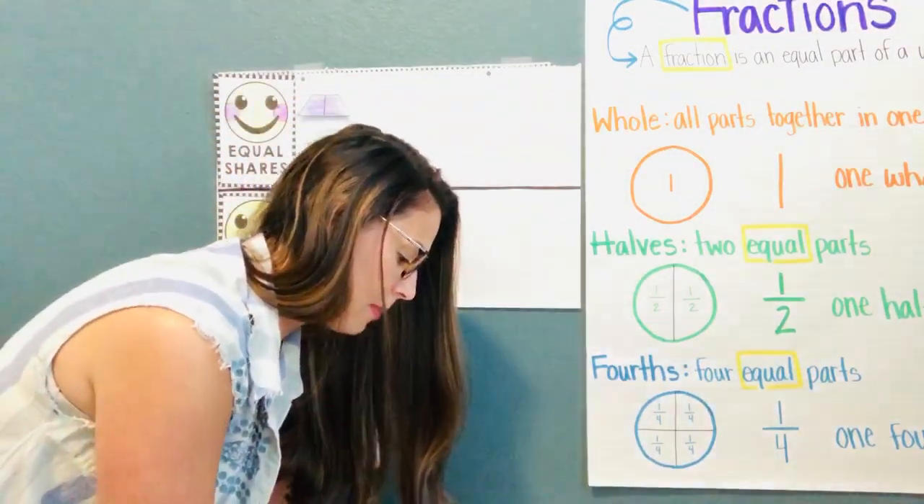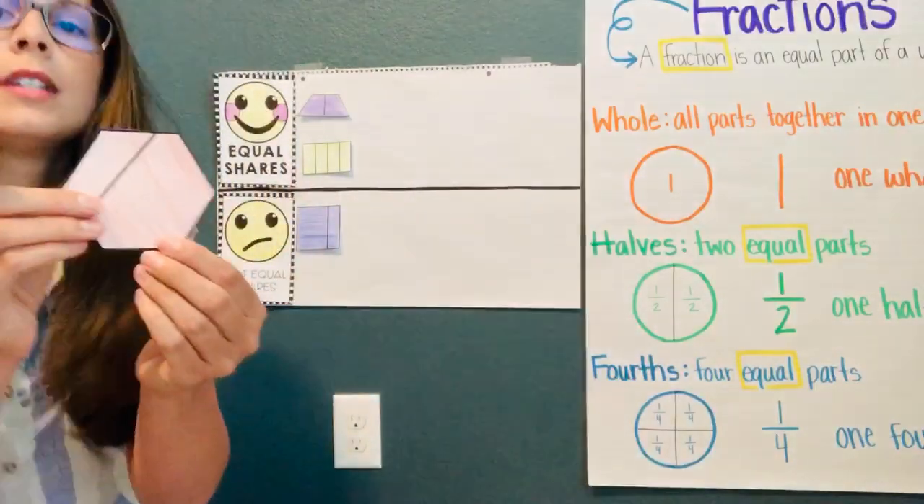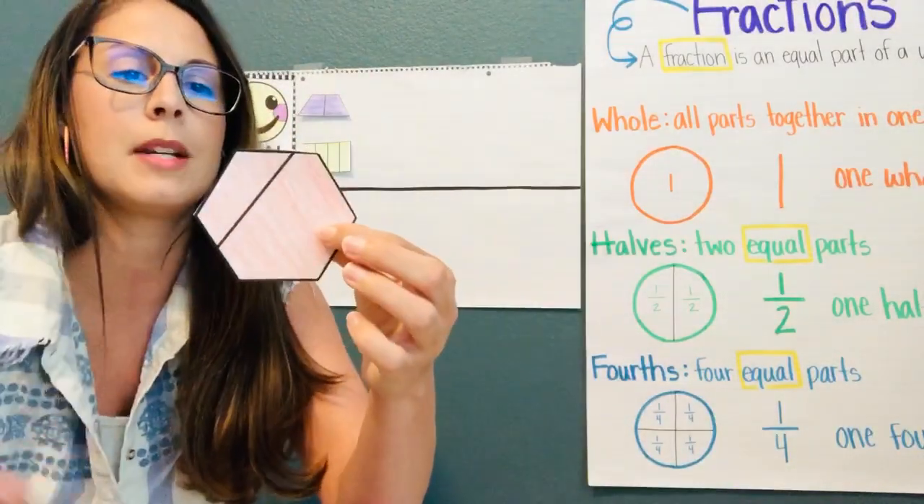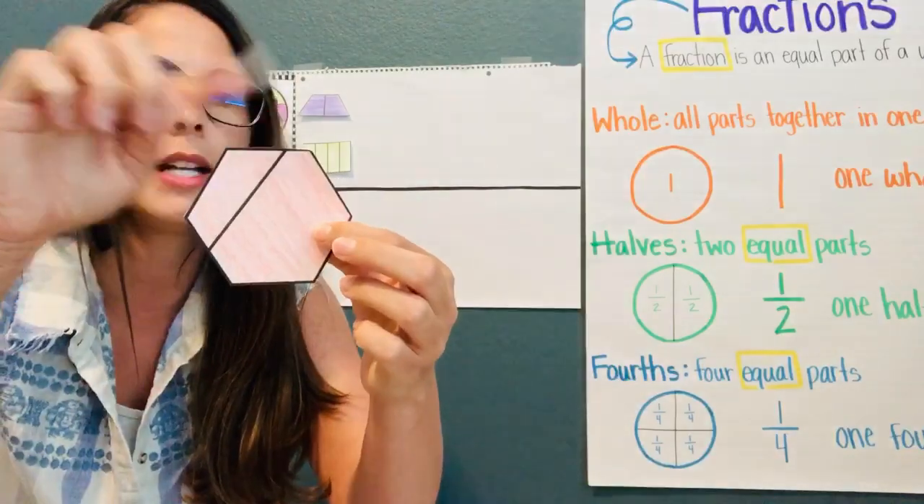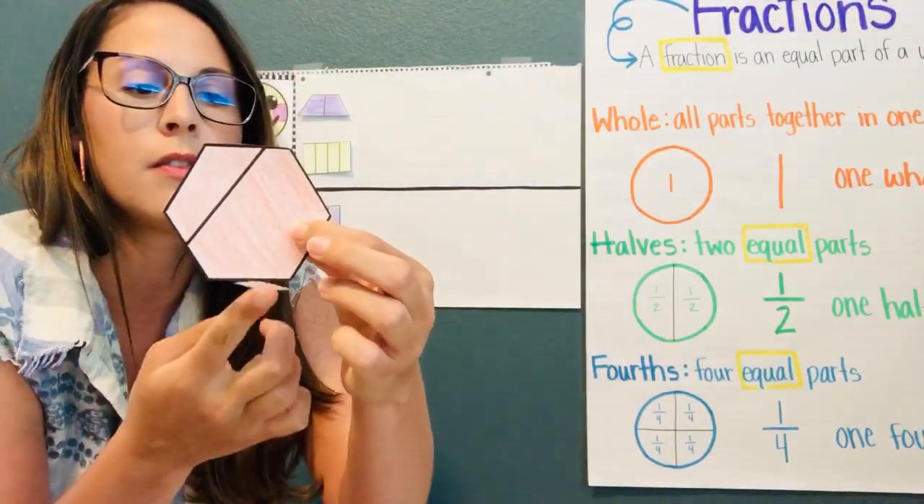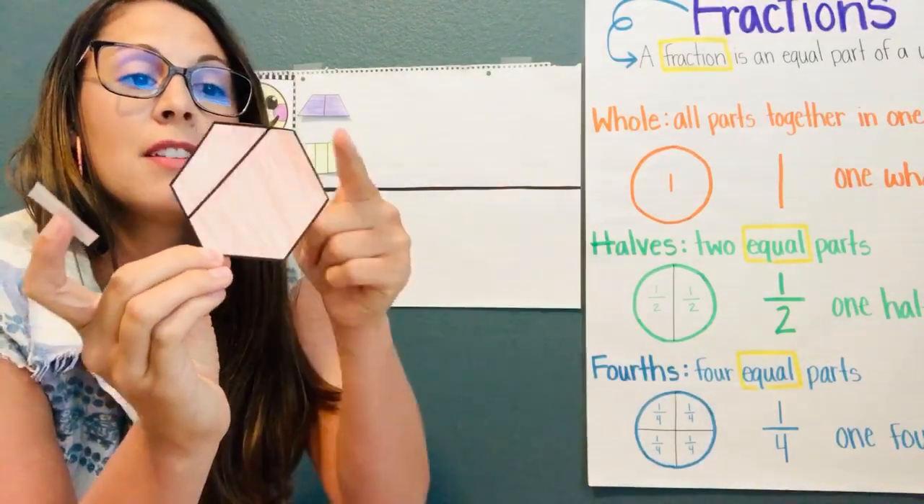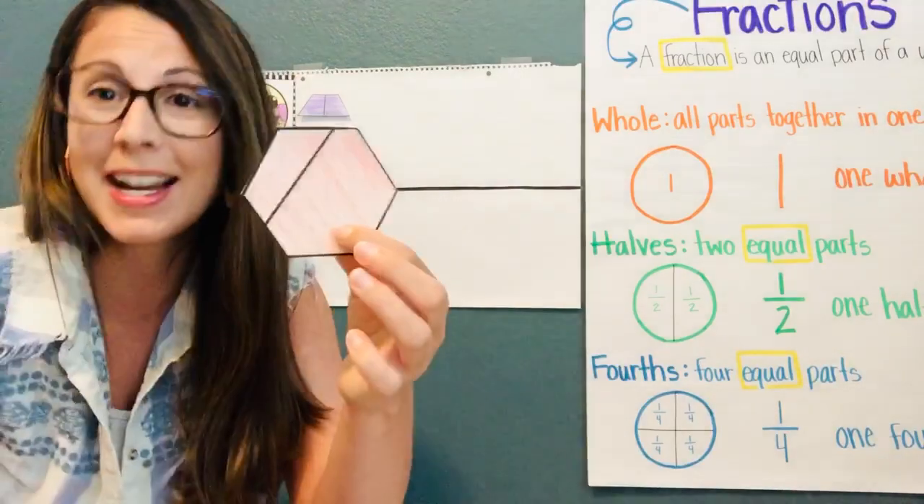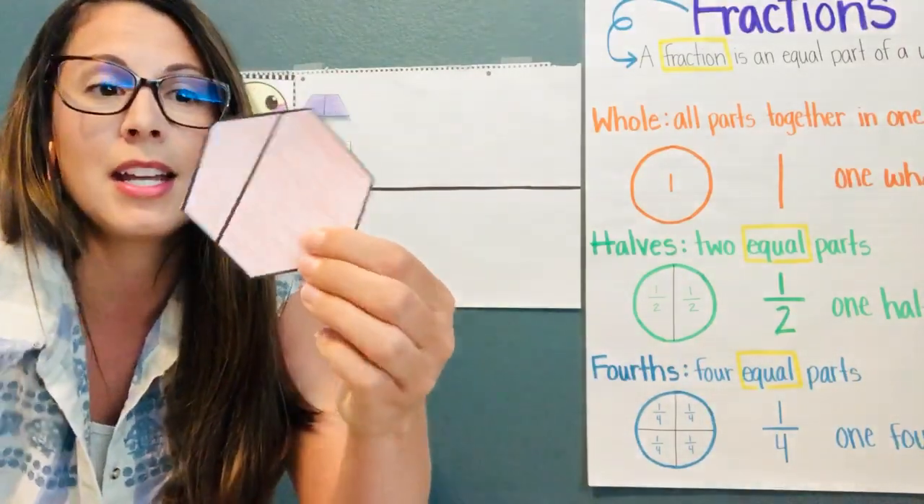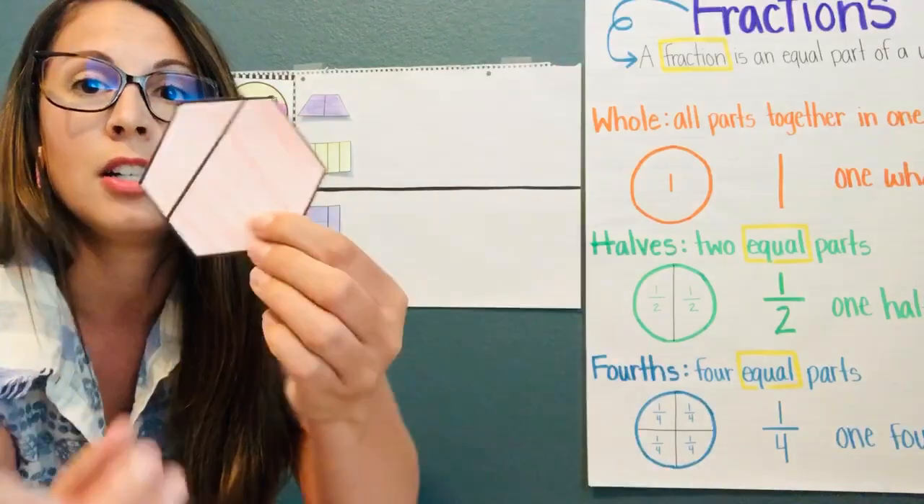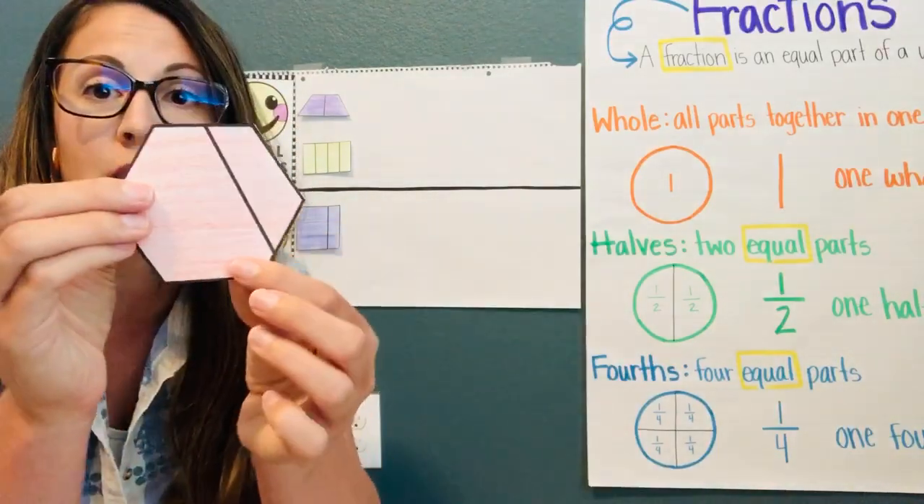Let's look at this shape. Well, let's determine what shape it is. Let's count the sides. 1, 2, 3, 4, 5, 6. So it's a hexagon. And it's partitioned right here. No matter which way you turn, it's still partitioned the same.